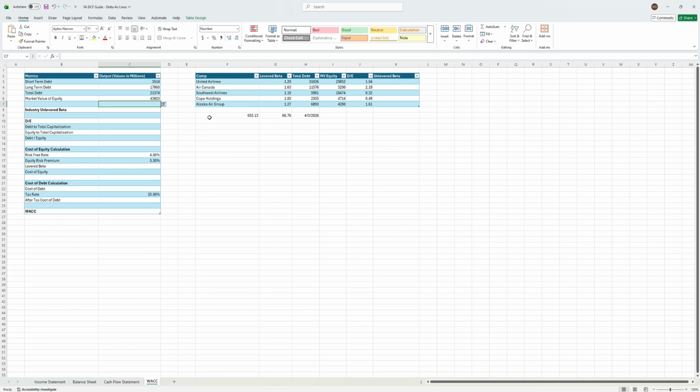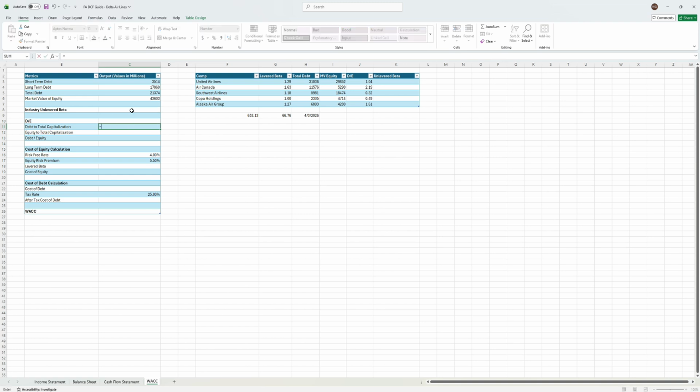Now we're going to come down. For now, I'm going to ignore this industry unlevered beta. We'll come back to this. Let's go to our debt to equity calculation and calculate debt to total capitalization and equity to total capitalization. For debt to total capitalization, we're basically finding out what the percentage of debt is relative to Delta's total capitalization.